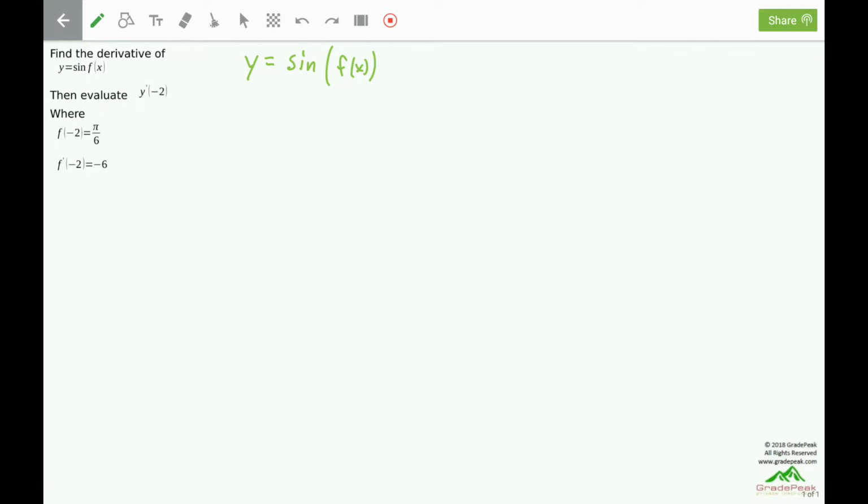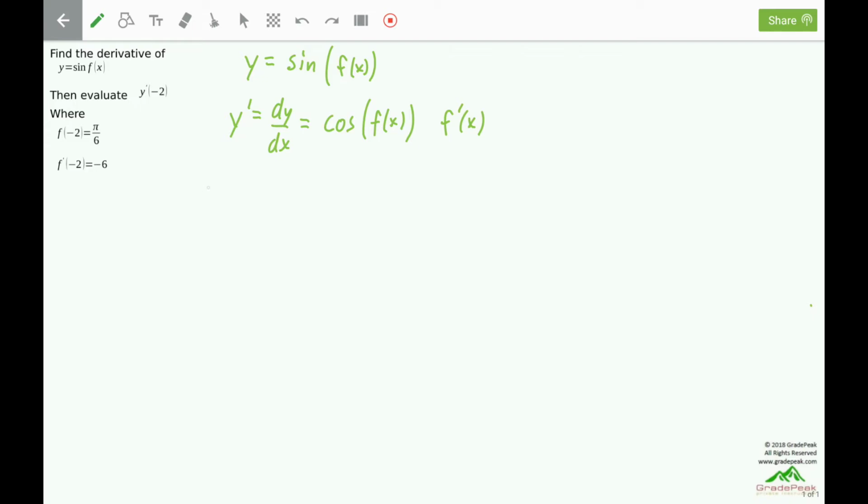Sine is the outermost function here, and f of x is inside that. We will have to use the chain rule for the derivative. The derivative y prime, or dy dx, will start with the outermost function, the sine, and take its derivative. Derivative of sine is cosine. Leave the inside alone, f of x, and then multiply by the derivative of the inside. We will call that f prime of x to complete the chain rule. So there's our derivative y prime, or dy dx.